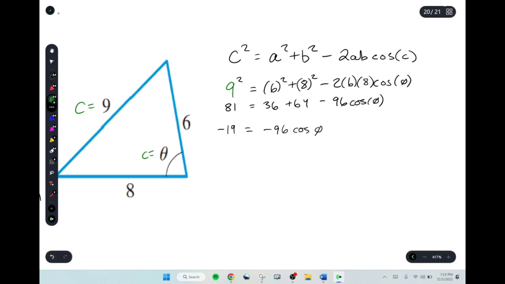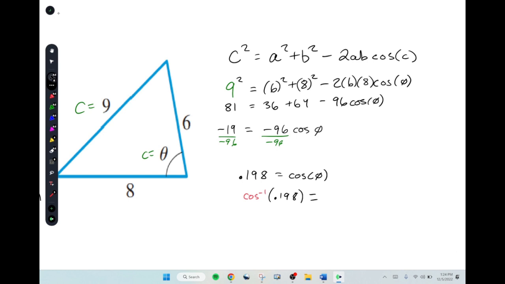So divide those two numbers, yeah? Divide by negative 96, you get something like 0.198 equals the cosine of theta. How do we get rid of that cosine? Arc cosine it, yeah? Arc cosine of 0.198. It's going to be something like 78.58 degrees.